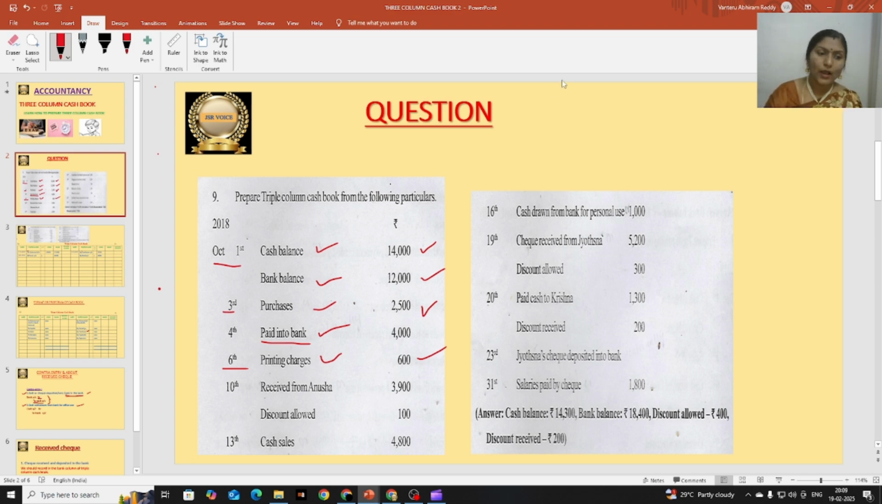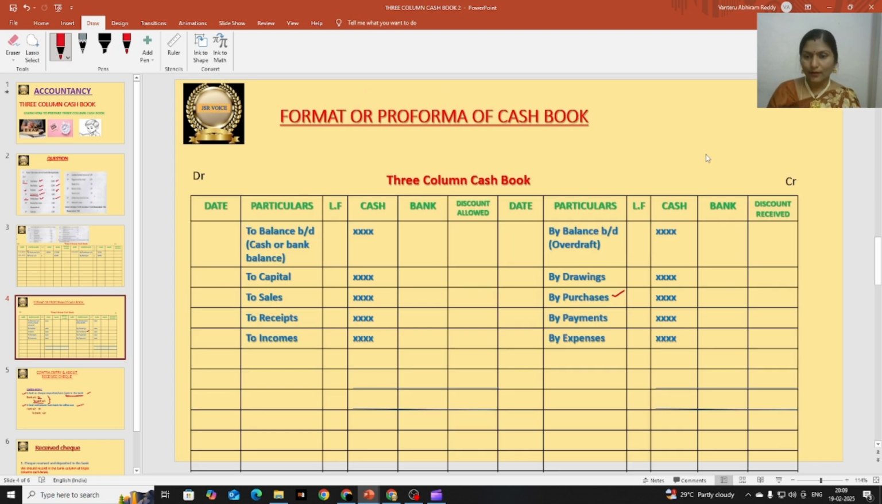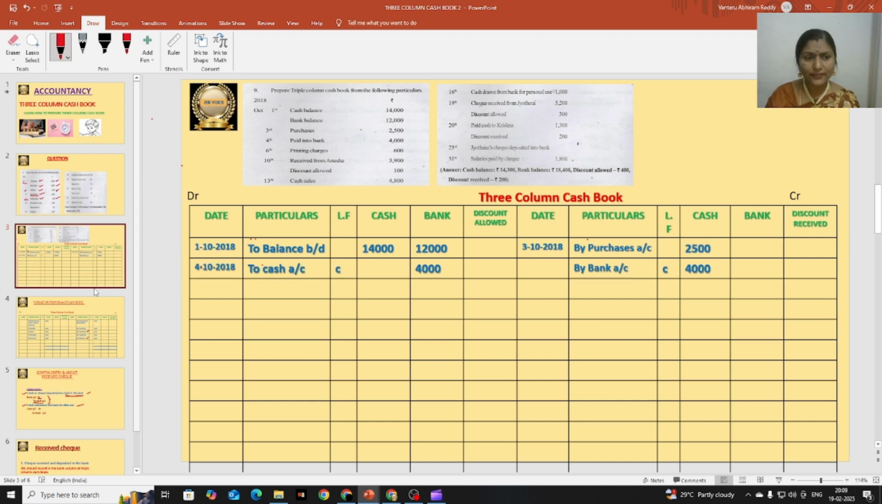I will show the format once. Where we write expenses, you can see on the credit side. I recorded here. Expenses we always write on the credit side. Printing charges is also one of the expenditures, so we will write it on the credit side. Hope this is clear. Let us go and record. Which side are we going to write now? The credit side. First we should put the date. For the previous transaction we forgot to put the date, so let us write the date for the previous transaction.